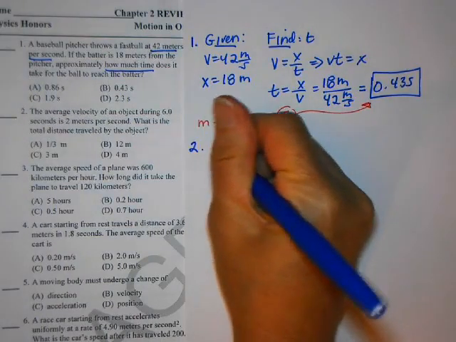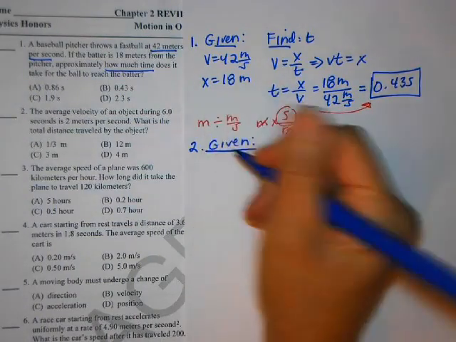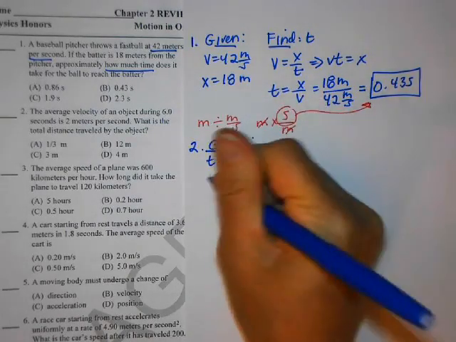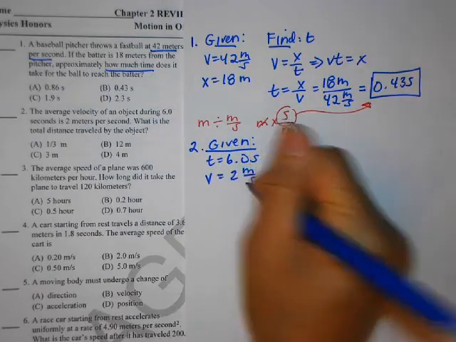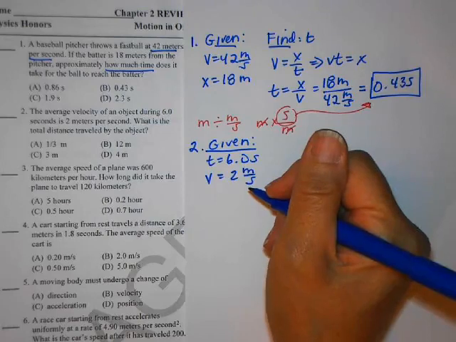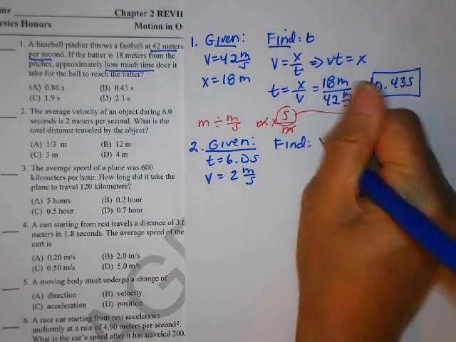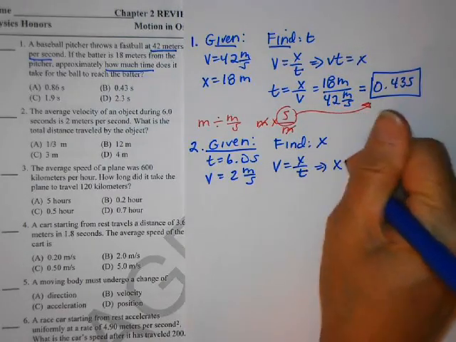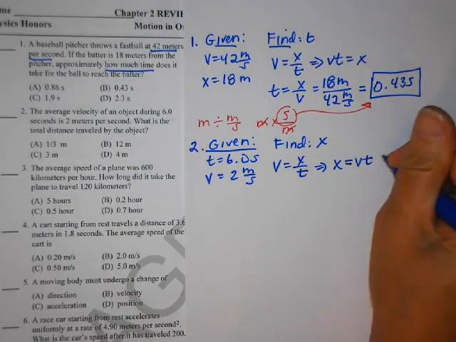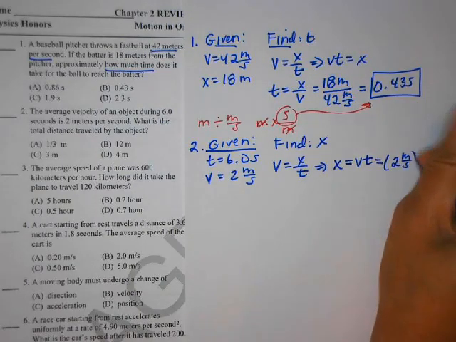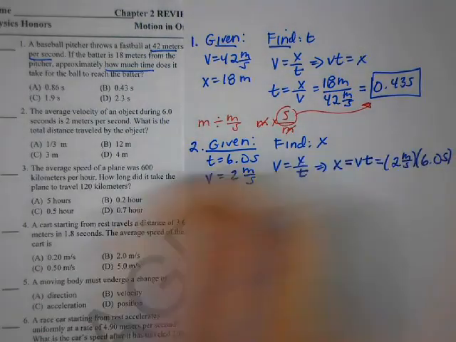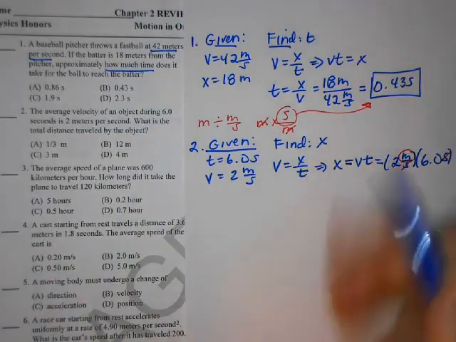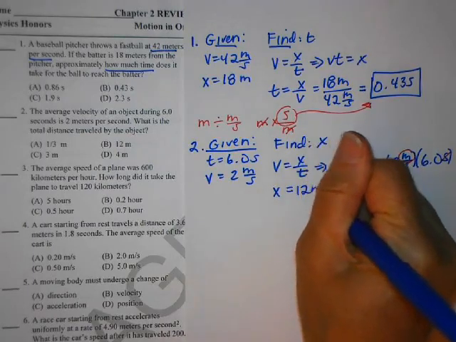Okay, number 2. The average velocity of an object during 6 seconds, so T is equal to 6 seconds, is 2 meters per second. So V is 2 meters per second. What is the total distance? So I want to find X. So our basic equation is V is X over T. So X is equal to V times T. So it's equal to 2 meters per second times 6 seconds. So the seconds cancel, and I end up with meters, which is the correct unit. So this comes out to be 12.